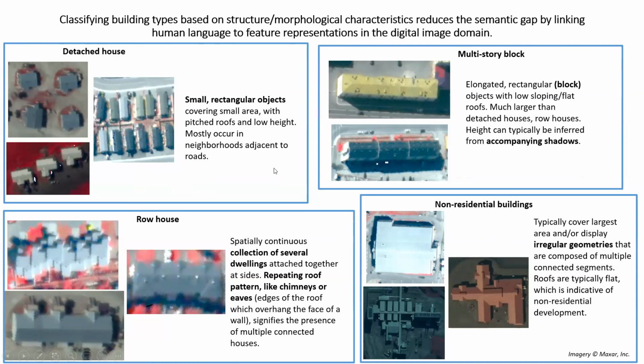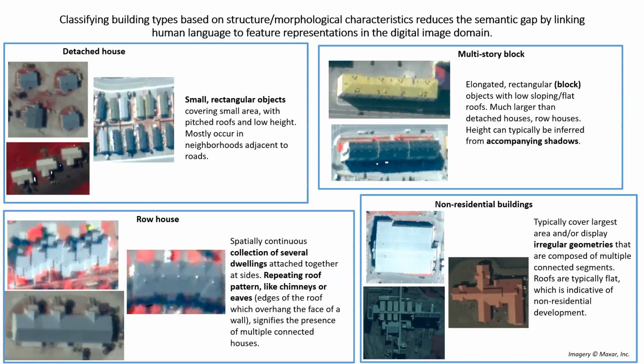Then you have the row house or terraced house, townhouse, you might hear people call it. This is a spatially continuous collection of several dwellings that are attached together. And the key giveaway here is a repeating roof pattern, like chimneys, for example. So these black circles in this building, these white circles here, right?